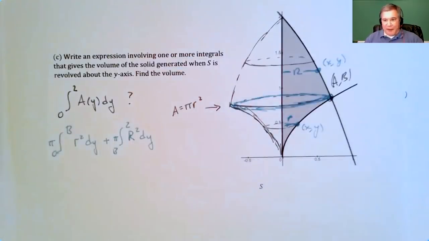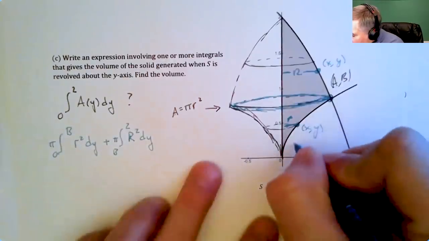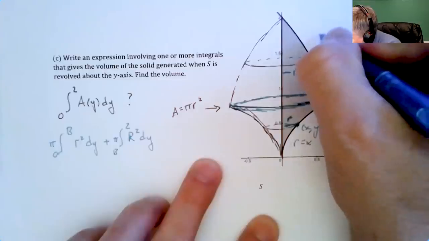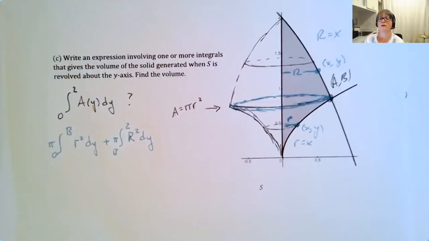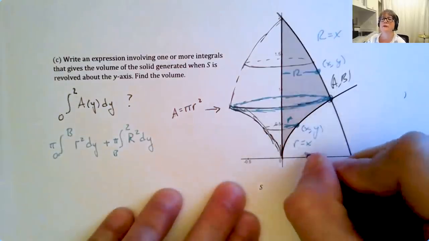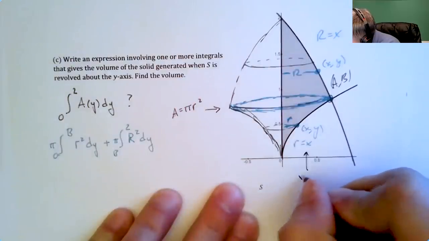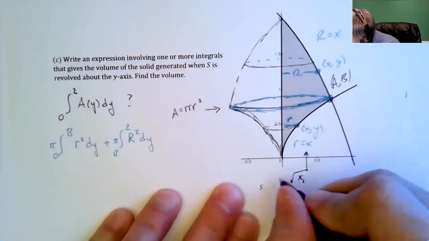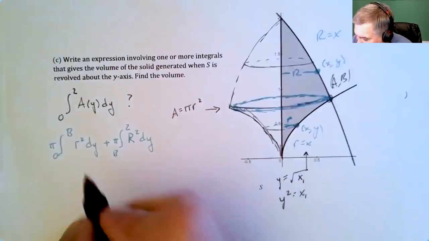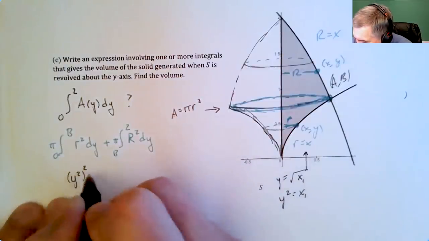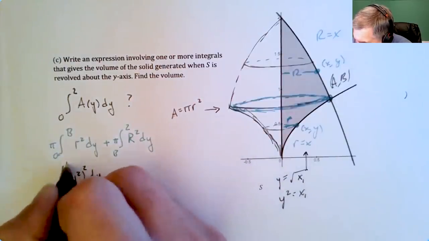So we have to go find these r's. Well, that's simple enough. R is just x and big R is just x. But everything needs to be in terms of y. So you have to take that y equals root x and solve for x. So I'm going to call this X1. So X1 is Y squared. So this is going to become Y squared squared, from 0 to B.